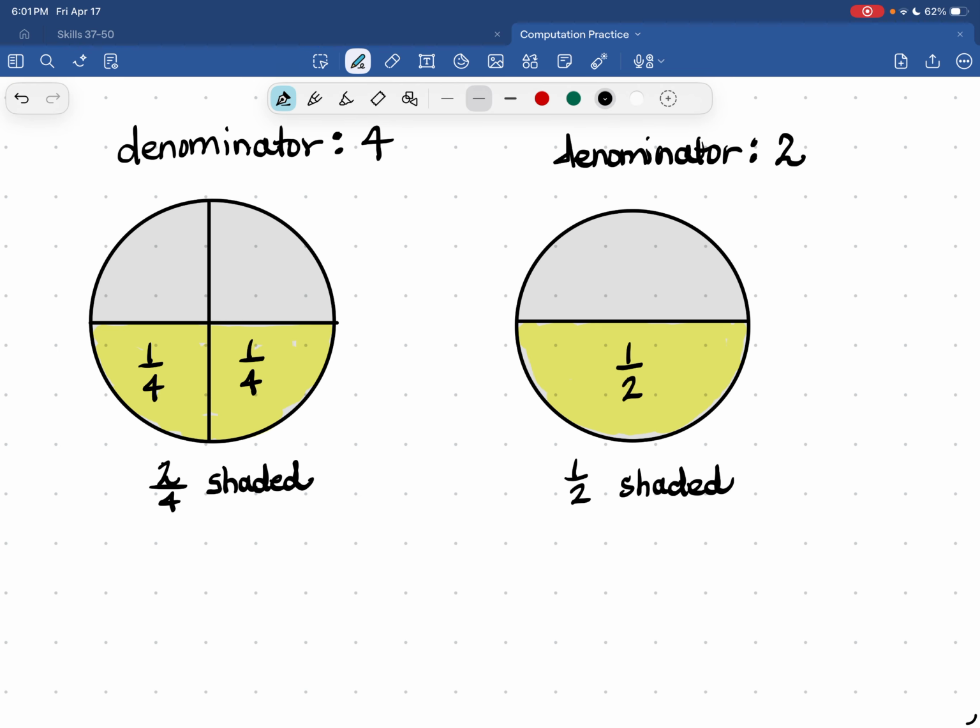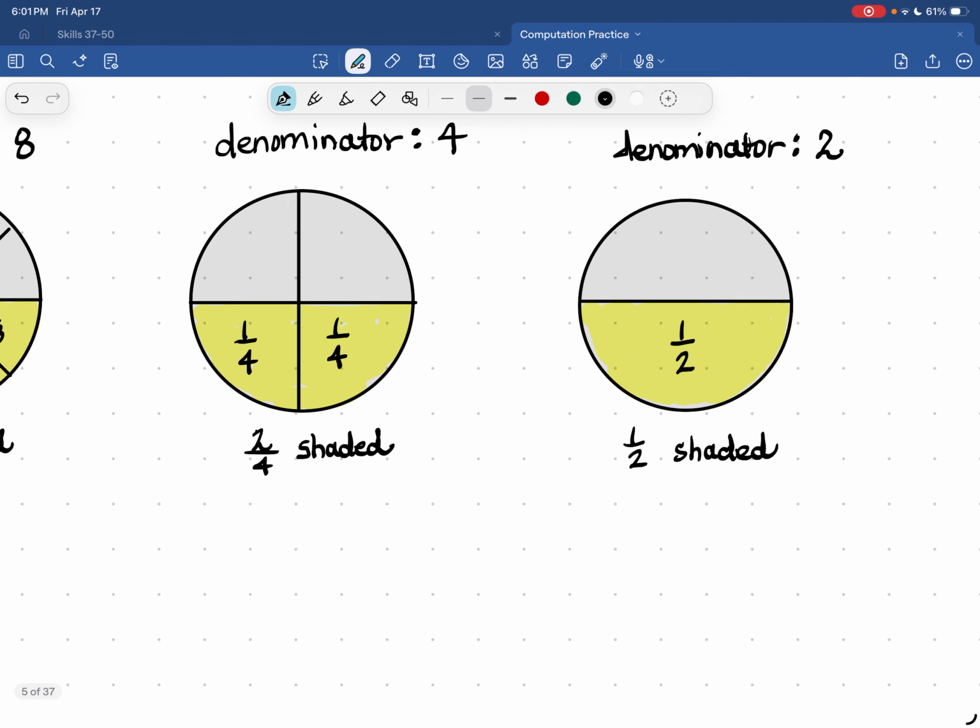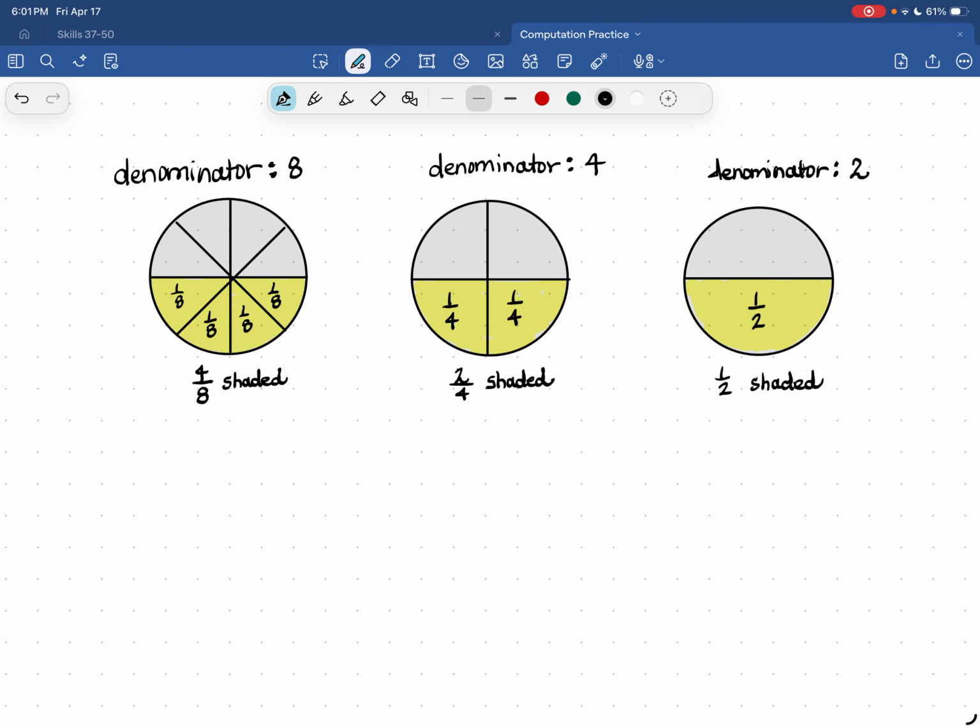So using a picture, I can tell you that 4/8, 2/4, and 1/2 are equivalent fractions.